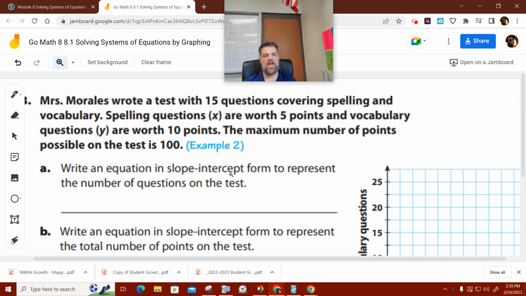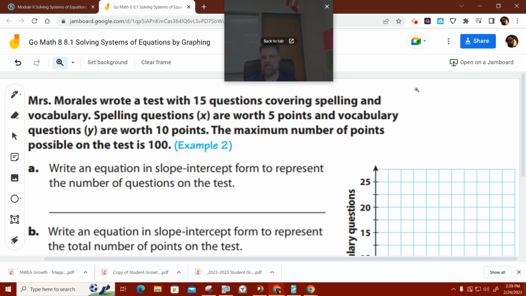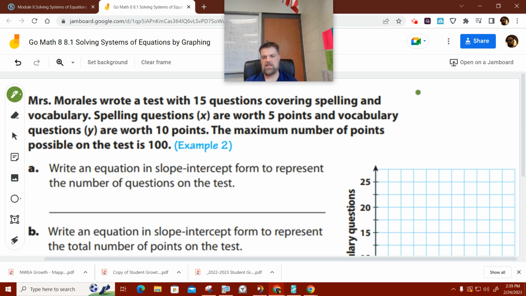It says Mrs. Morales wrote a test with 15 questions covering spelling and vocabulary. Spelling questions X are worth 5 points and vocabulary questions Y are worth 10 points. The maximum number of points possible on the test is 100. So first of all, I've got two equations. It says write an equation to represent the number of questions on the test.